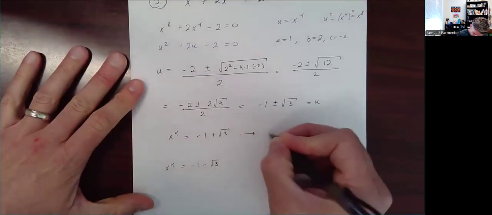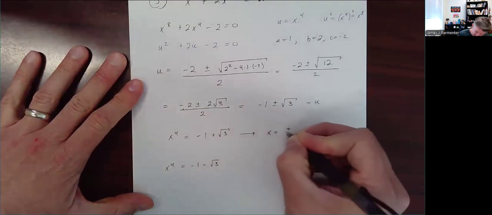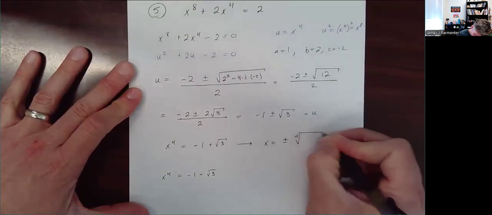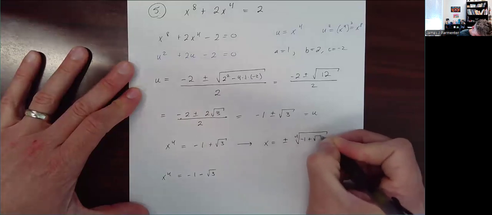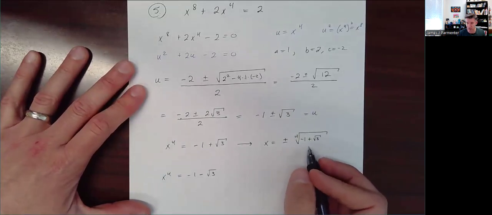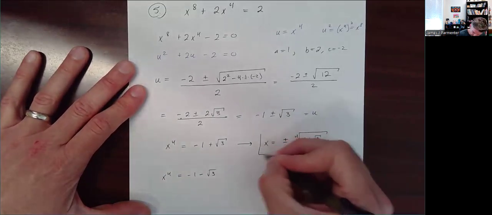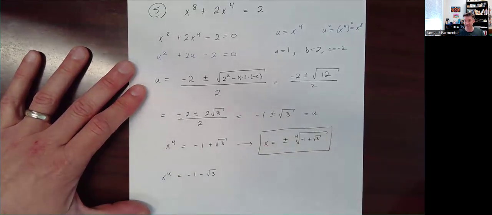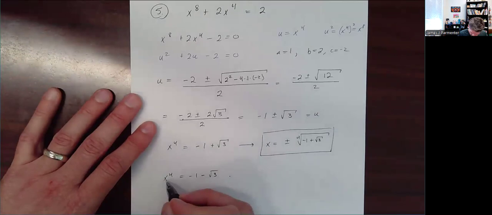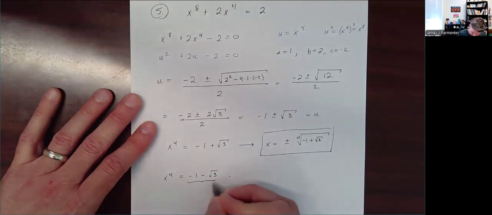So here we're going to get x equal to plus or minus, because it's an even root, not an odd root, the 4th root of negative 1 plus root 3. You could have also written this as root 3 minus 1, which is probably how most people would write it, because we usually write the positive thing before the negative thing if we have a choice. And I'm boxing this because I already know the other part of the answer is not going to be part of the answer. If we try to go here, negative 1 minus root 3 is clearly a negative number.